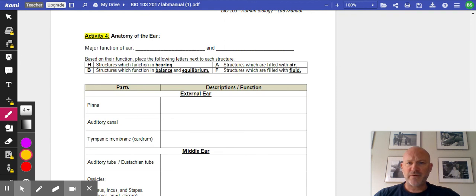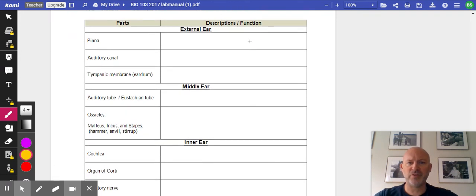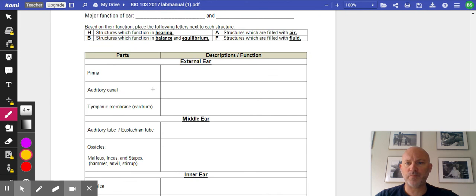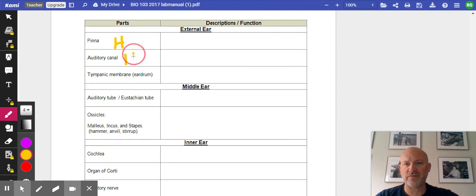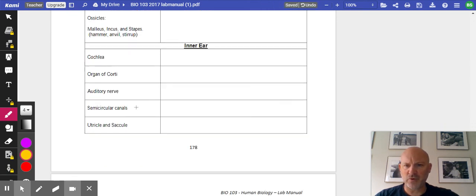All right. So if the structures are for hearing, we could put an H. If they're for balance, we could put a B. If they're filled with air, put an A. If they're filled with fluids, put an F. Well, this is for hearing, right? The auditory canal is for hearing. Tympanic membrane is for hearing. All these parts are for hearing, except for these two, really, the semicircular canals and the vestibule. These are for balance, right? These are filled with fluids.